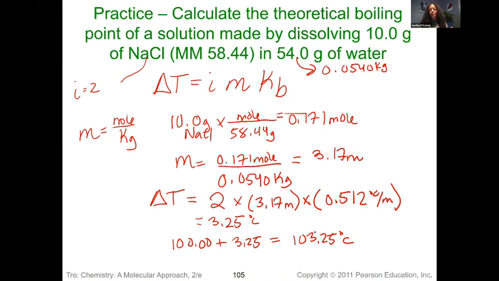I hope this video helped. I know it was long, but I hope this video helped you guys understand different colligative properties like vapor pressure, boiling point, and the freezing point.